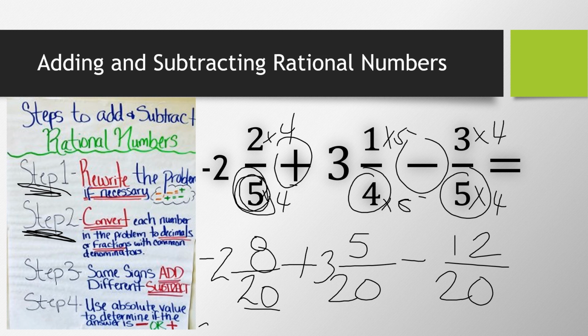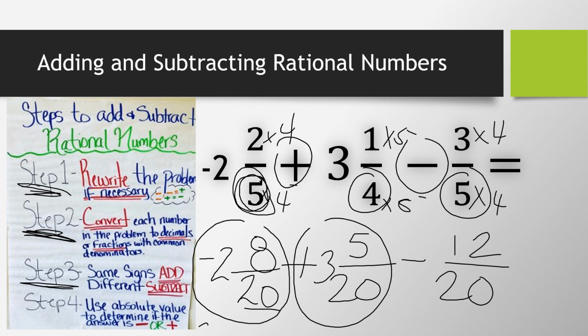Now I have a common denominator. Now it'll be easier to solve. You could really solve it in any order, but I'm going to go ahead and solve it from left to right. So I have negative 2 and 8 20ths plus 3 and 5 20ths. I'm going to go ahead and solve that. If you look at step 3, it says same signs add, different subtract. These have different signs, so I'm going to subtract. Also, I know my answer is going to be positive. So I'm going to put 3 and 5 20ths minus 2 and 8 20ths.